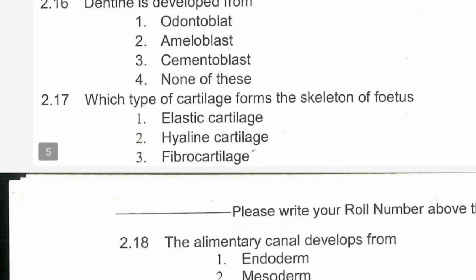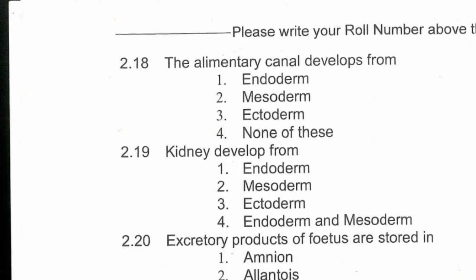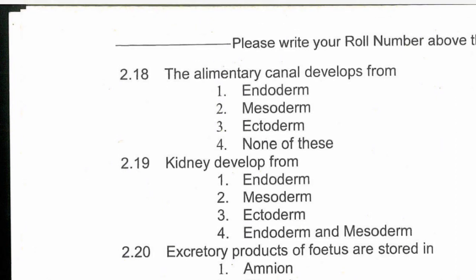Question number 17 is which type of cartilage forms the skeleton of fetus. And the options are elastic cartilage, hyaline cartilage, fibrocartilage. So the answer of this question is option number 2, hyaline cartilage. Then question number 18 is the alimentary canal develops from. Options are endoderm, mesoderm, ectoderm, none of these. And the answer of this question is option number 1, endoderm.